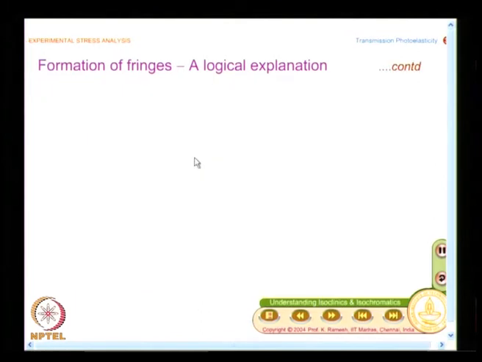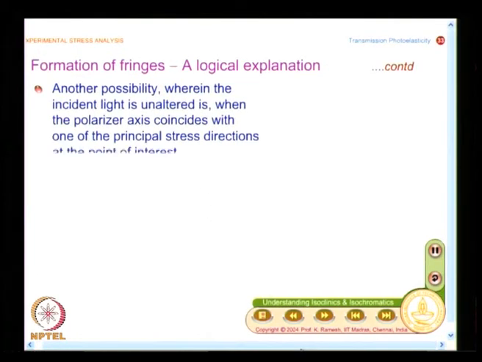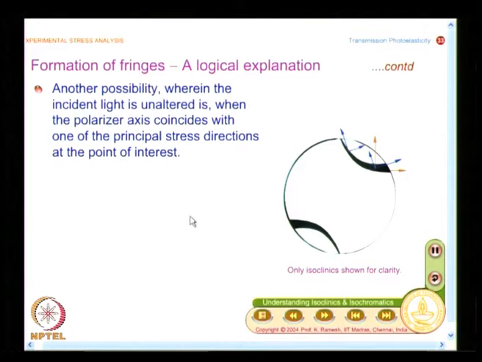And what is the other possibility? We have seen one possibility; we have to look at the other possibility. For clarity, I have shown one representative isoclinic, and what you need to understand here is that I can have multiple branches. I can have one isoclinic here, another isoclinic here. I may also have in some situations a small curve here. So, what is important here is when the polarizer axis coincides with one of the principal stress directions at the point of interest.